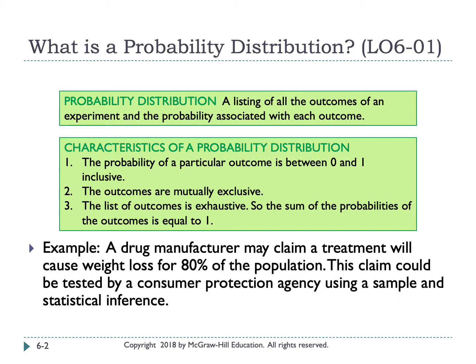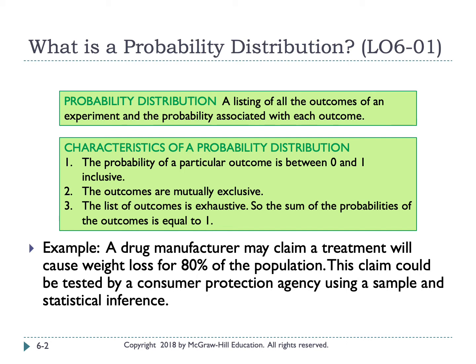So a probability distribution is just a listing of all the outcomes, a range of values that could occur based on whatever experiment it is that we're doing. Just like in Chapter 5, the probability of an outcome is going to be between 0 and 1. Our outcomes are mutually exclusive, so if outcome A occurs, that prevents outcome B from occurring. And the list of outcomes that we have, we call it exhaustive. And so if we add up all of our probabilities, we would get a value equal to 1.